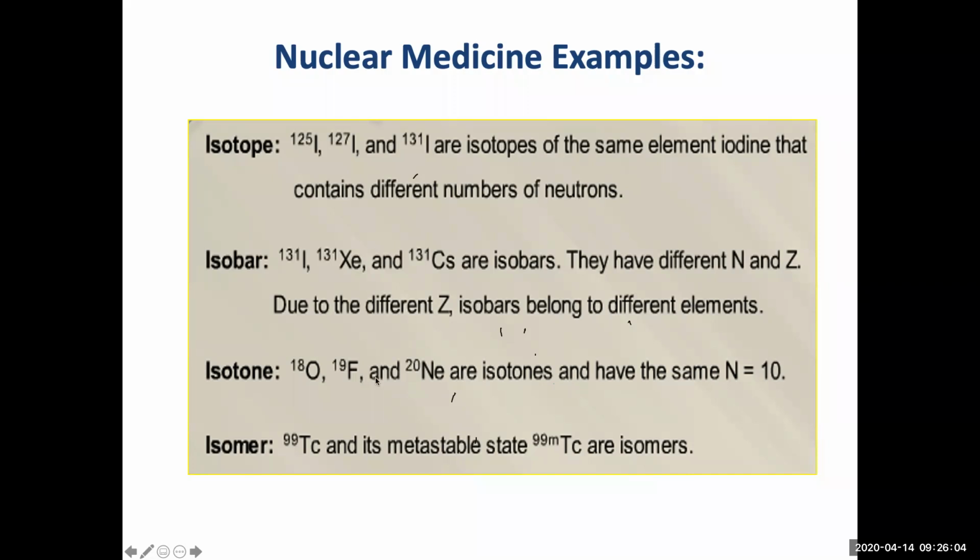Again, we have different elements because we have different protons. Isomers are like technetium-99 metastable state. The technetium-99 metastable and the technetium-99 are the same in everything except the energy state. This one is in the metastable state, a different state of energy.